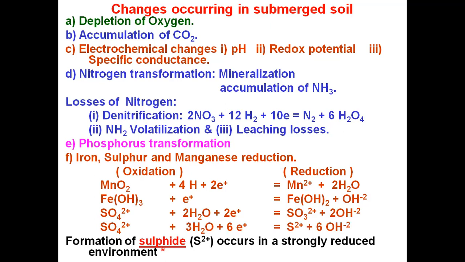Thus, if we see the changes which occur due to the formation of the submerged soils, first of all, there will be the depletion of the oxygen. There is accumulation of the carbon dioxide, which is given out by the roots of the plants. There are electrochemical changes in the pH, redox potential, and specific conductance. There is transformation of the nitrogen as mineralization as well as accumulation of the ammonia. There are losses of the nitrogen by denitrification, ammonia volatilization, and leaching losses. There is phosphorus transformation: the available form of the phosphorus will be converted into unavailable form. There is a reduction in the iron, sulfur, and manganese. Formation of the sulfide will take place in the strongly reduced environment.